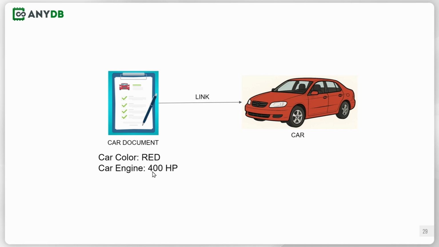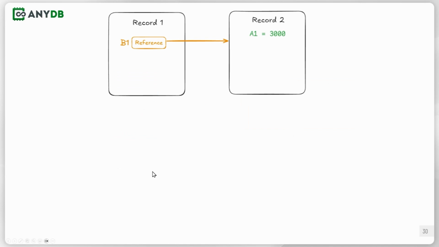Well, the way you do this in AnyDB is by selecting a cell and making it a reference type. So let's go and look at an example quickly. In record 1, let's say we have a cell B1. Let's make that a reference type. And now we are able to select a particular record of any type, and we can just connect to it from that. Now let's assume that record 2 has a value in A1 of 3000, and let's say you want to get that data inside your record 1.